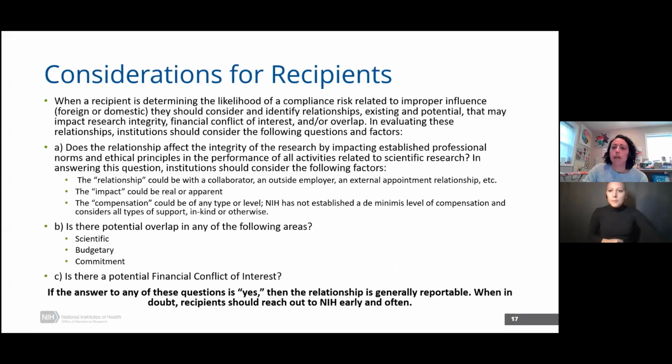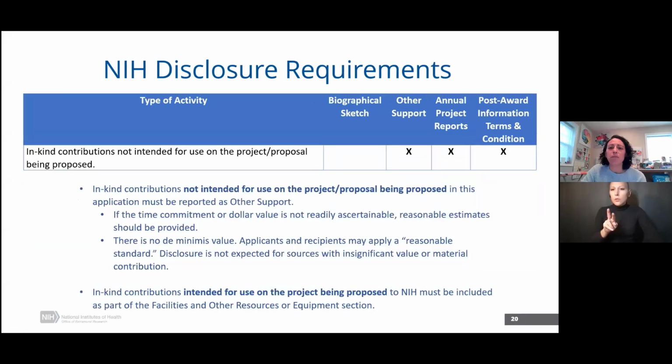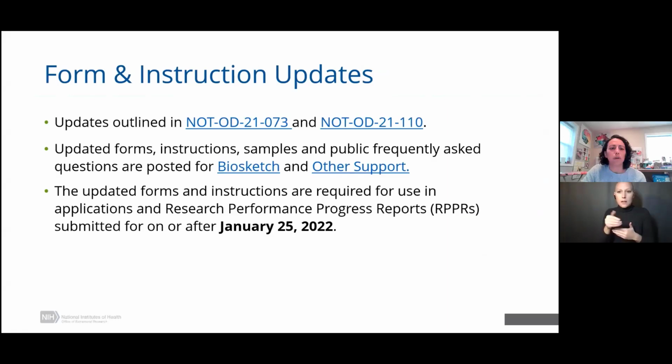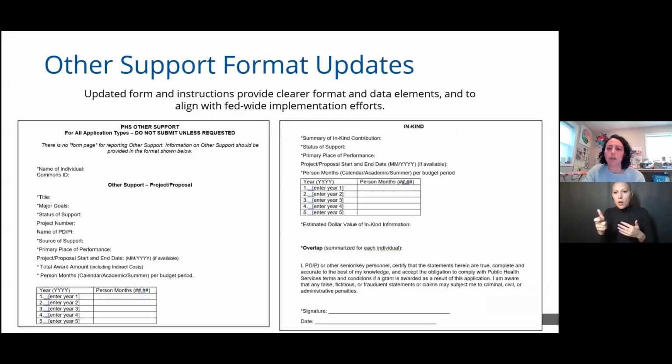Mm-hmm. And then the next question, and I'm just going to hop to the other support mock-up for this one, is the direct and indirect for the current year or the whole amount of the grant? So the total award amount, including indirect costs, is total. So the entire competitive segment, direct and indirect.